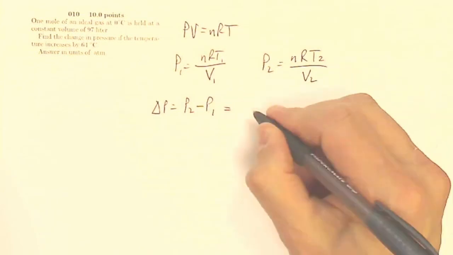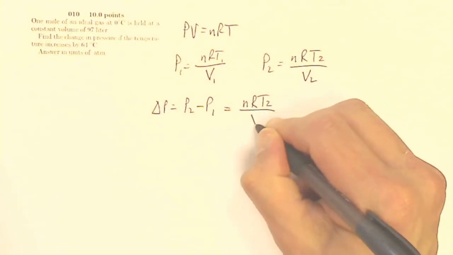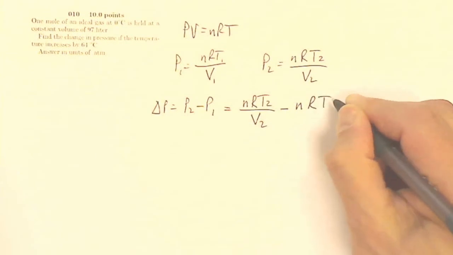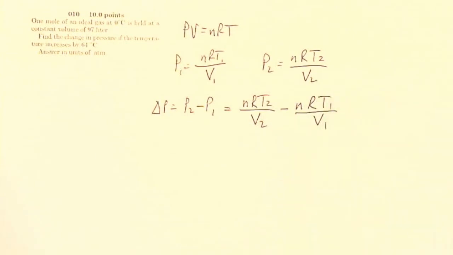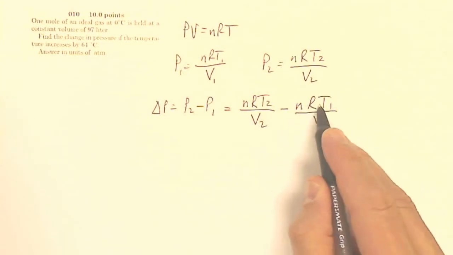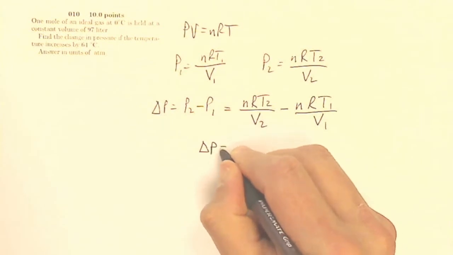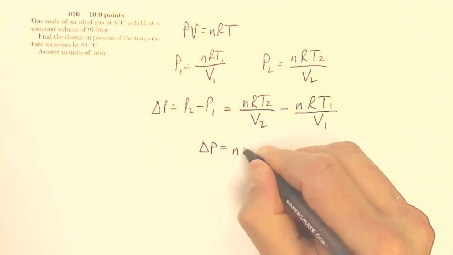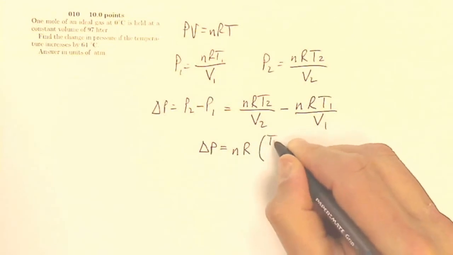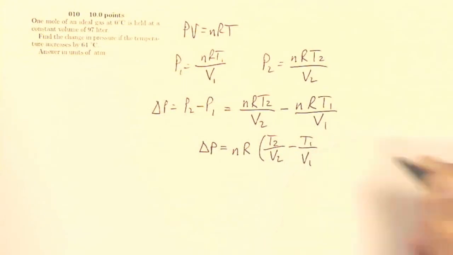So that's going to be nRT2 over V2 minus nRT1 over V1. To make this a little mathematically simpler, I can factor out nR. So my delta P, my change in pressure, is going to be nR times T2 over V2 minus T1 over V1.